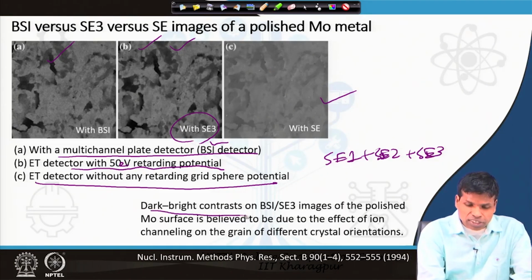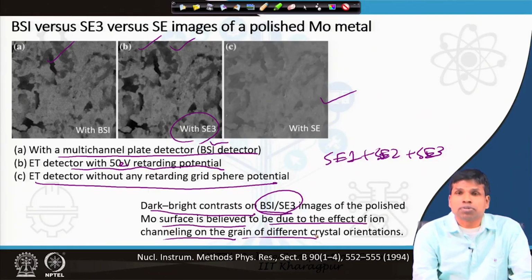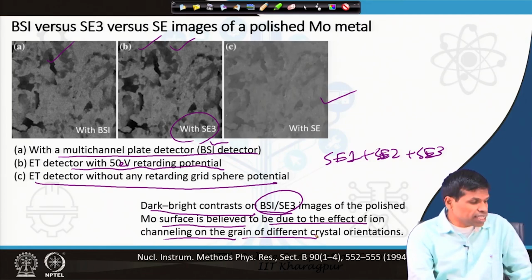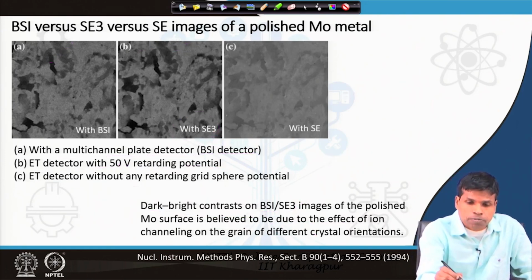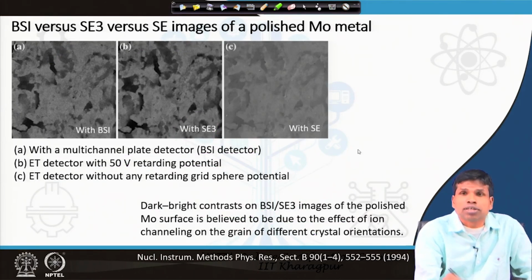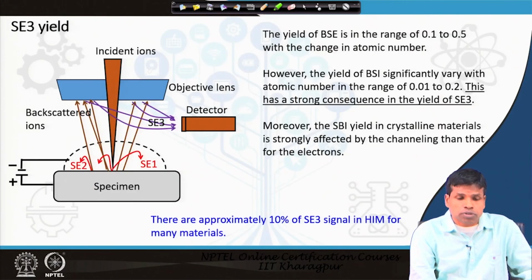So, the dark and bright contrast on the BSI and SE3 images, these first two images of a polished molybdenum surface, is due to the effect of ion channeling on the grains of different crystal orientation. So, that gives the contrast difference, and therefore the formation of the backscattered ions and SE3 in the specimen gives a clear-cut difference. That is the advantage of considering SE3 electrons or backscattered ions for imaging purpose.